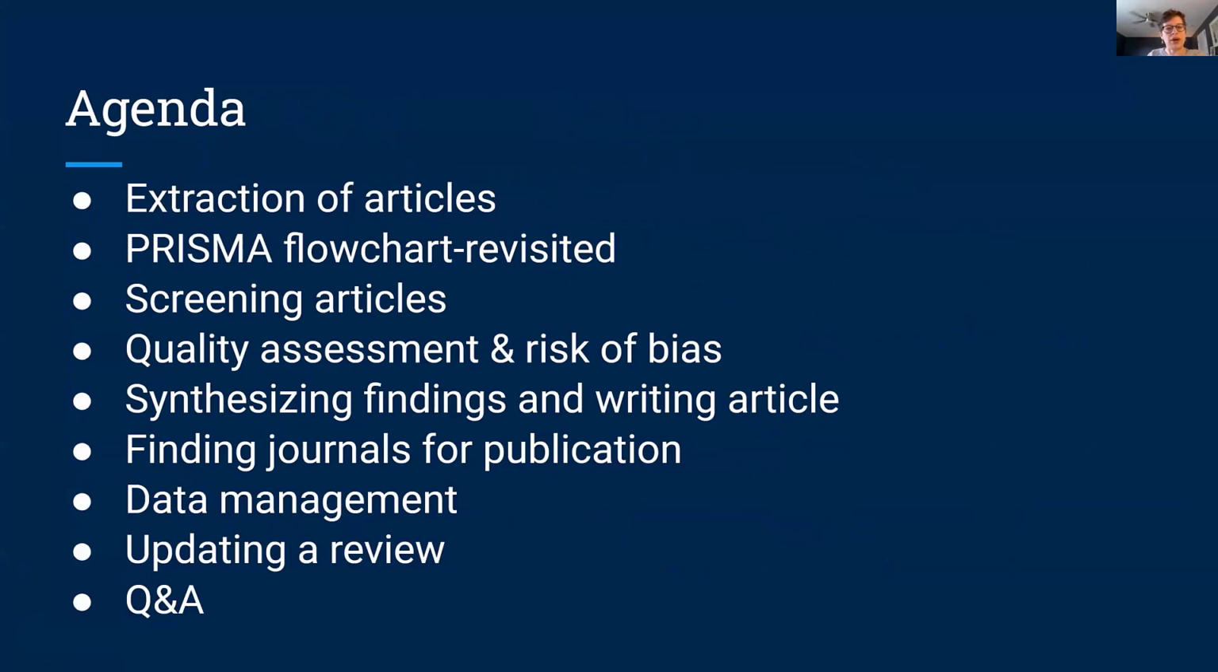Today we're going to talk about the extraction of articles. We'll look at the PRISMA flowchart again, the step of screening articles, doing quality assessment and risk of bias, synthesizing findings and writing your article, and then finding journals for publication, doing some data management planning, and updating a review if you have a review you'd like to have updated or update one that's been done. And then we'll have time for questions and answers at the end.